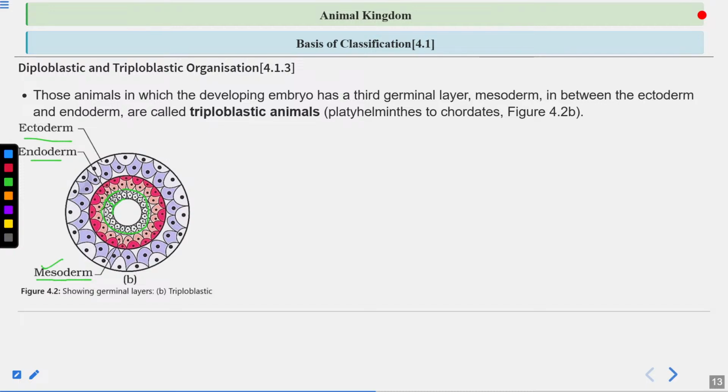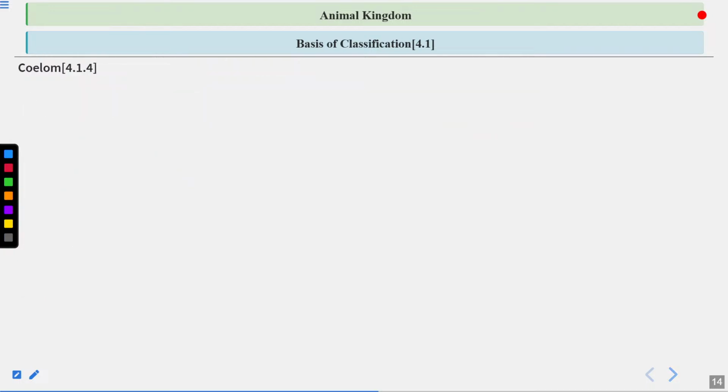This is the cellular layer, and it is found in between. From which phylum do you find them? Platyhelminthes. This triploblastic layer we see from the Platyhelminthes up to the chordates, the most advanced one. So triploblastic is the advanced feature. Diploblastic is not an advanced feature. Now, a very, very important thing: coelom. Coelom means body cavity.